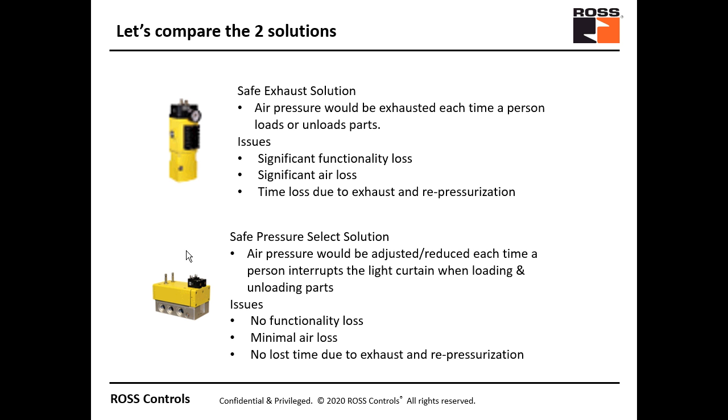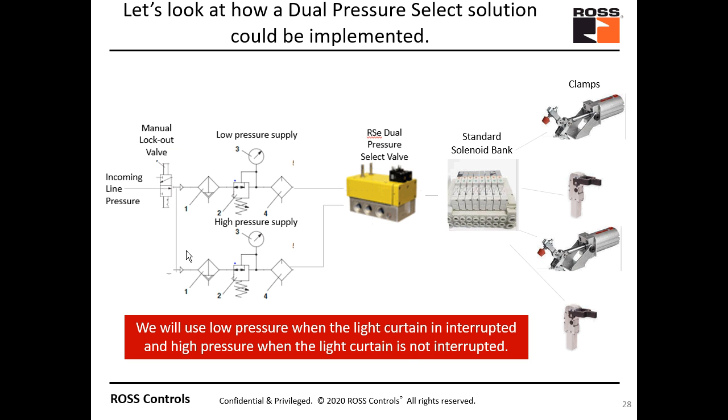But in doing this, if we were able to do this kind of activity, there's not a lot of functionality loss because you're still clamping, but at a lower pressure. And it's a minimal loss of air because you're not completely purging the fixture of air. You're just purging the difference between high pressure and low pressure. And you don't have a lot of lost time due to exhaust and repressurization. So in my opinion, probably the safe pressure select, if we can get to the right pressure level, would be the best. So let's look at that and how we would do that.